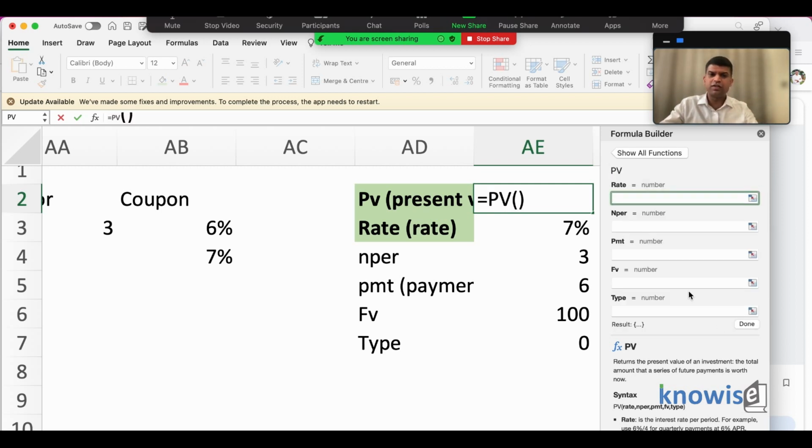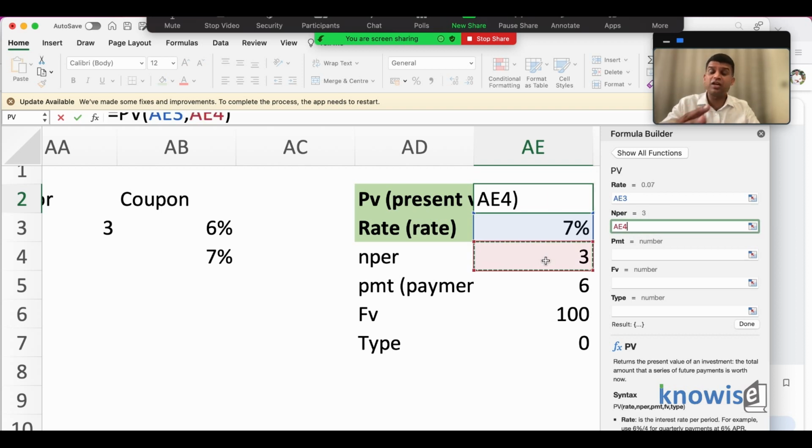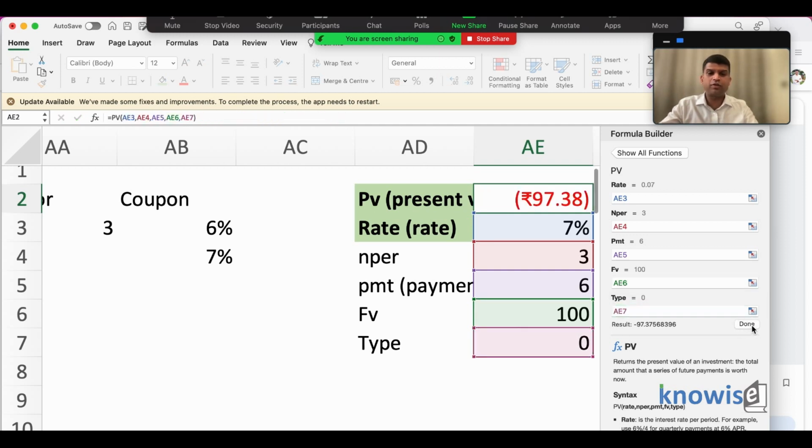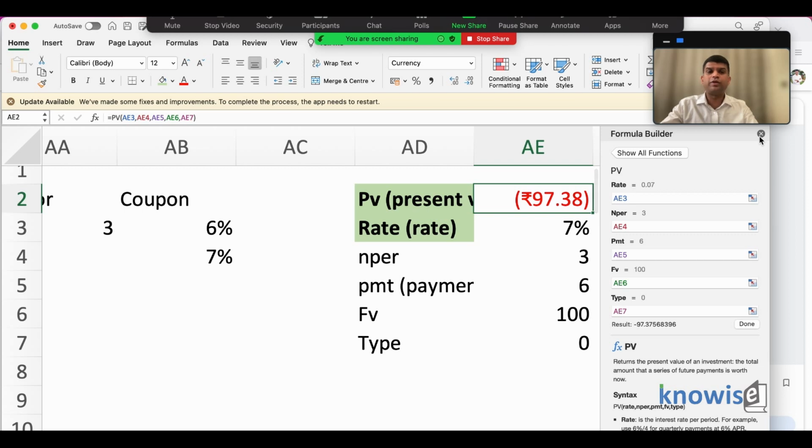So insert function. Now Excel is asking you to input the values. What are the input values it is asking for? First it is asking for rate, that is 7%. That is your expected rate of return. NPER 3 years. You have 3 years to go for this particular bond maturity. Payment, that is interest amount, that is 6 rupees. Future value, at the end of third year, you're going to get 100 rupees back. And then type is 0 and you click on done. The answer you get is 97.38.